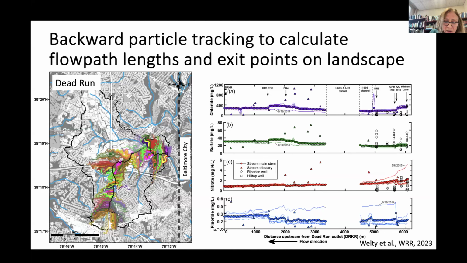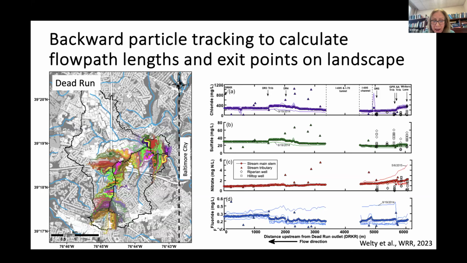This is work that was done for this paper, published this past year by Mahdad Talebpour, who's a postdoc working at Johns Hopkins with Ben Zaitchik and company. He ran this 14 square kilometer watershed, Dead Run, through Parflow. Then he put particles in along the stream at our sampling locations and tracked those backward to the landscape to get 2 things: the flow path length, which is the subsurface, and the land cover and land use at the exit points of these particles.